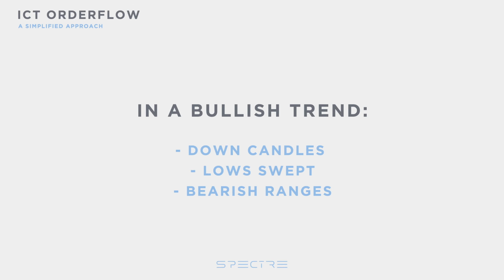Okay, so moving on, obviously similarly to this, in a bullish trend, we expect down candles to be respected, as I just showed you guys. We expect lows to be swept, and we expect old bearish ranges to be respected, right? Or a range of down candles, if that makes it clearer for you guys to understand.